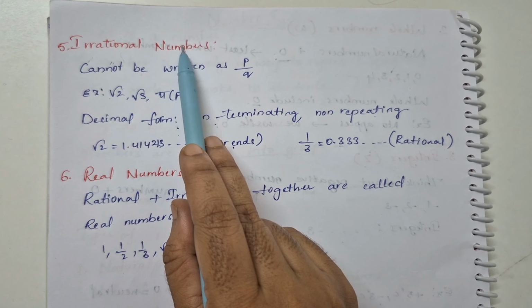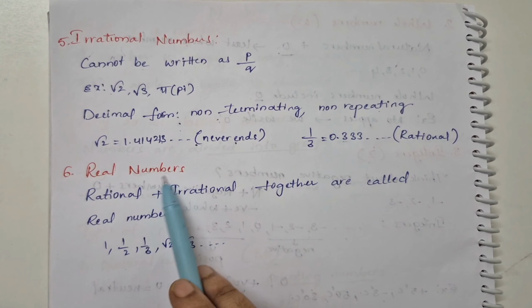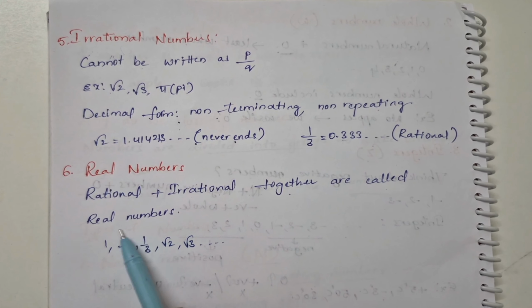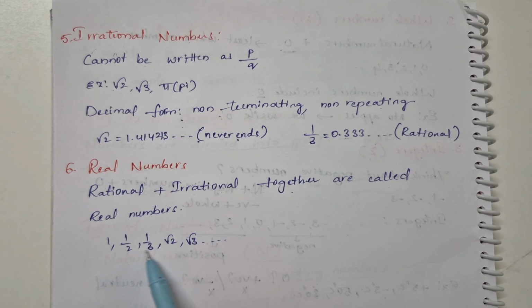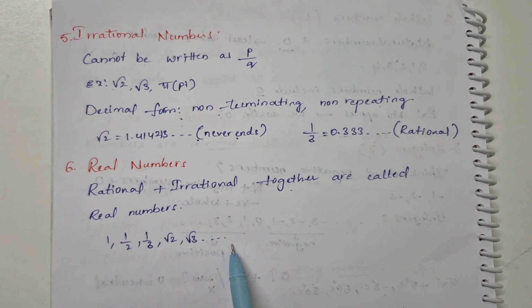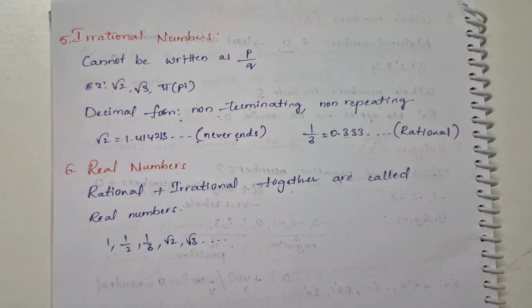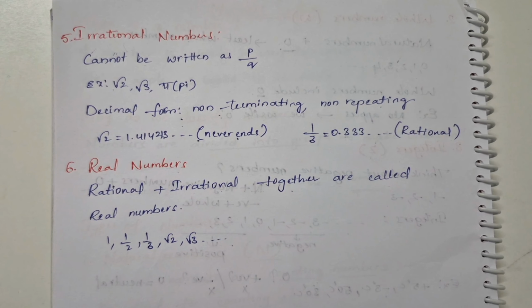Now, real numbers. All rational and irrational numbers together are called real numbers. Whatever the numbers we discussed till now, all those numbers are nothing but real numbers. Okay. So the remaining topics we'll discuss in the next video.